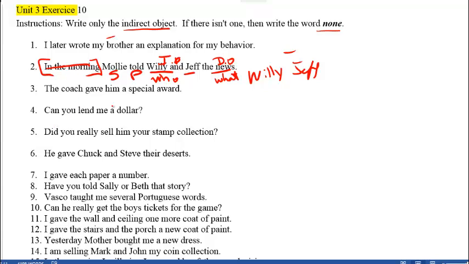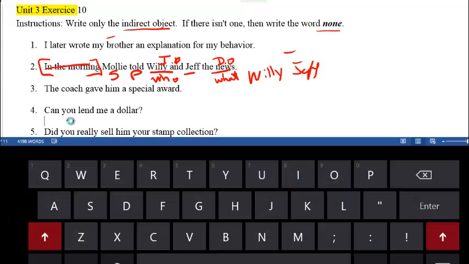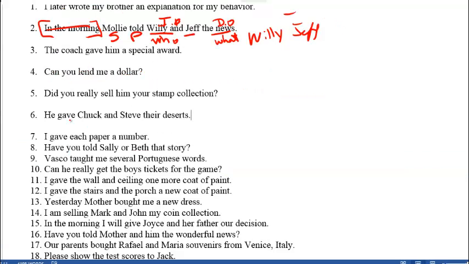Number 4, can you lend me $1? In this one, you is the subject, lend is the predicate, me is who, dollar is what. So this is your indirect object, this is your direct object.